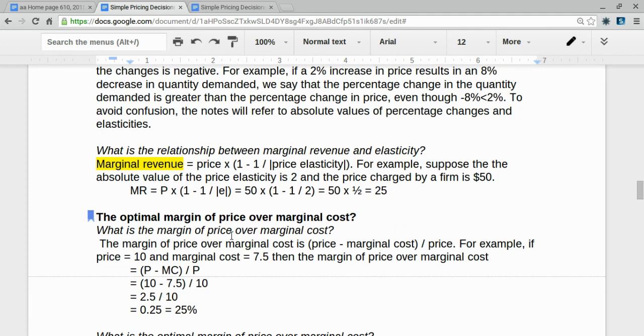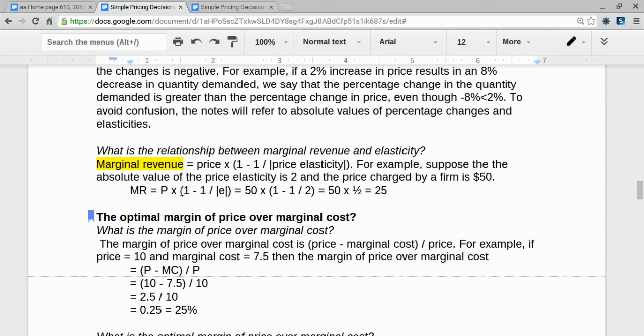Now, what's the relationship? We have a simple equation. Marginal revenue is simply price times, parentheses, 1 minus the reciprocal of the absolute value of price elasticity. Suppose the absolute value of price elasticity is 2 and the price charged by a firm is 50. We can plug that in.